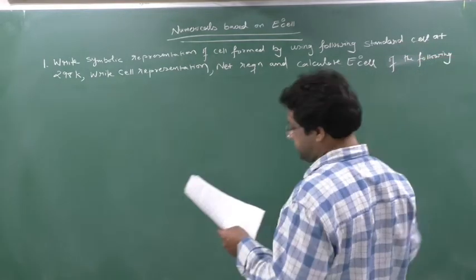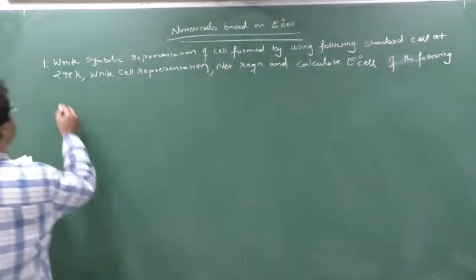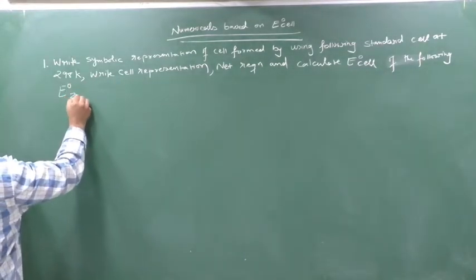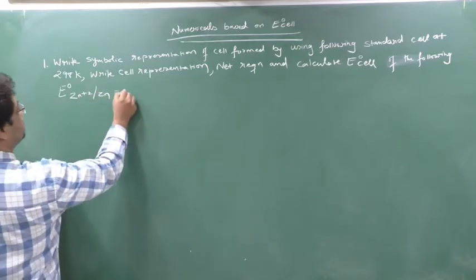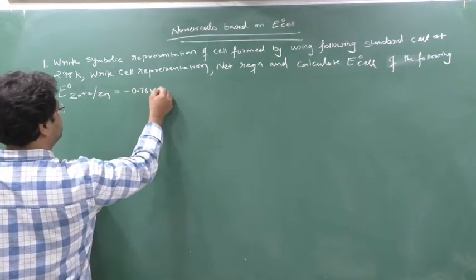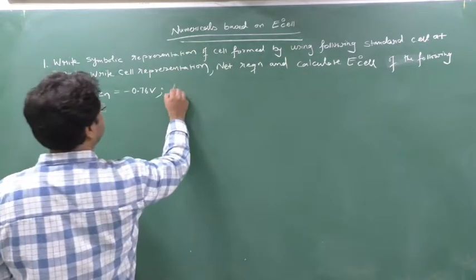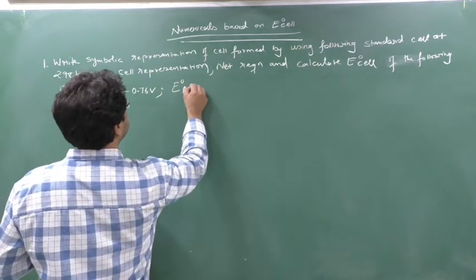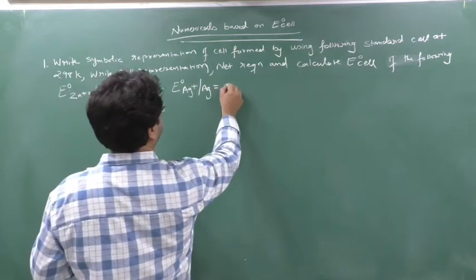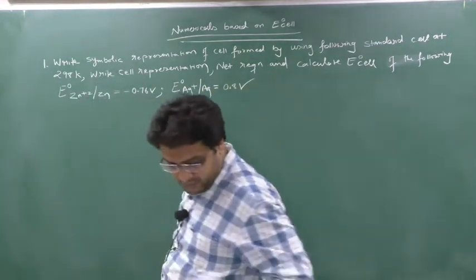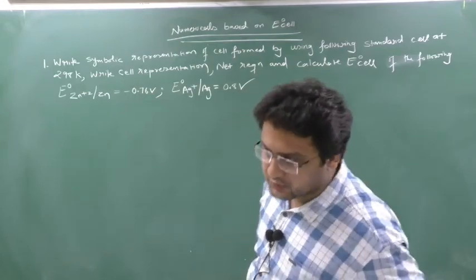It's a very simple question. Okay, so E0 Zn plus 2 slash Zn is equal to minus 0.76 volt, and E0 Ag plus slash Ag is equal to 0.8 volt. Clear? So this is one question, a simple question.